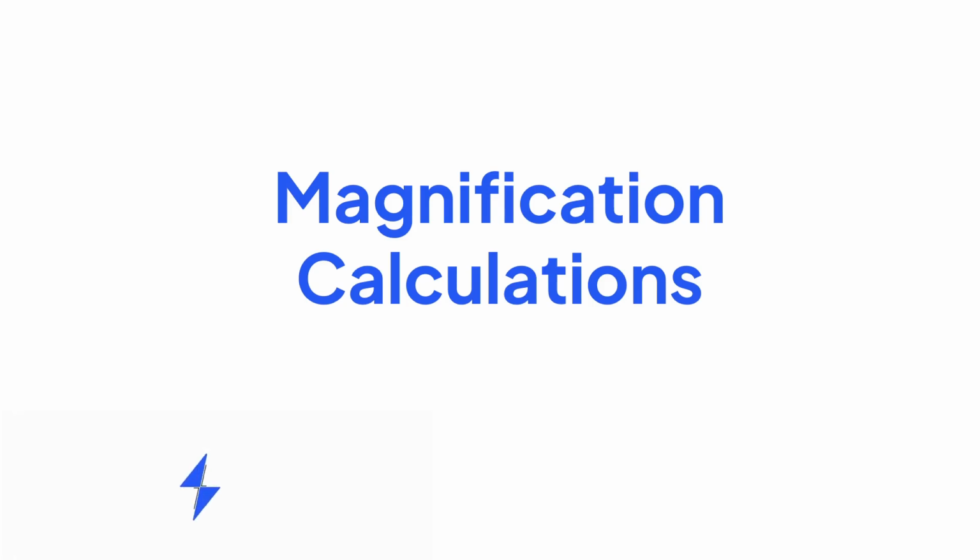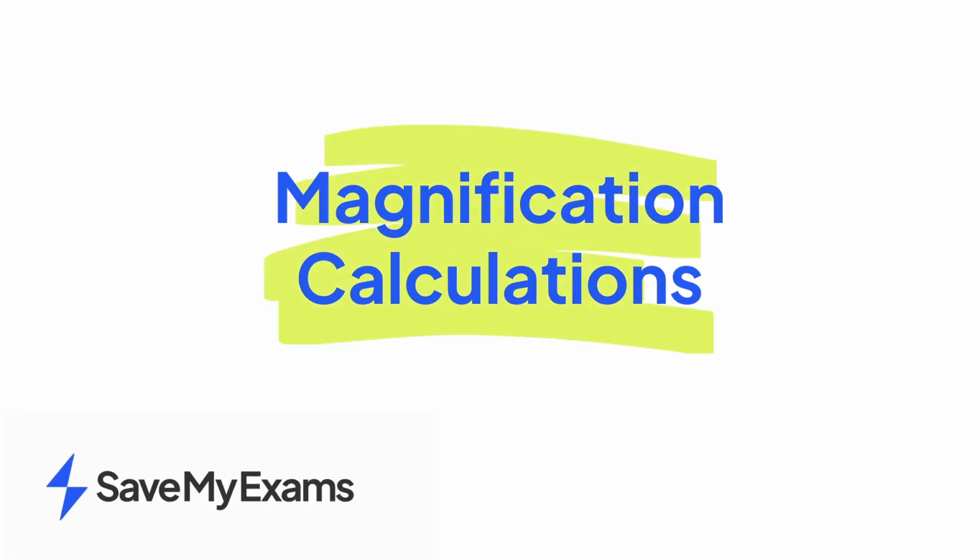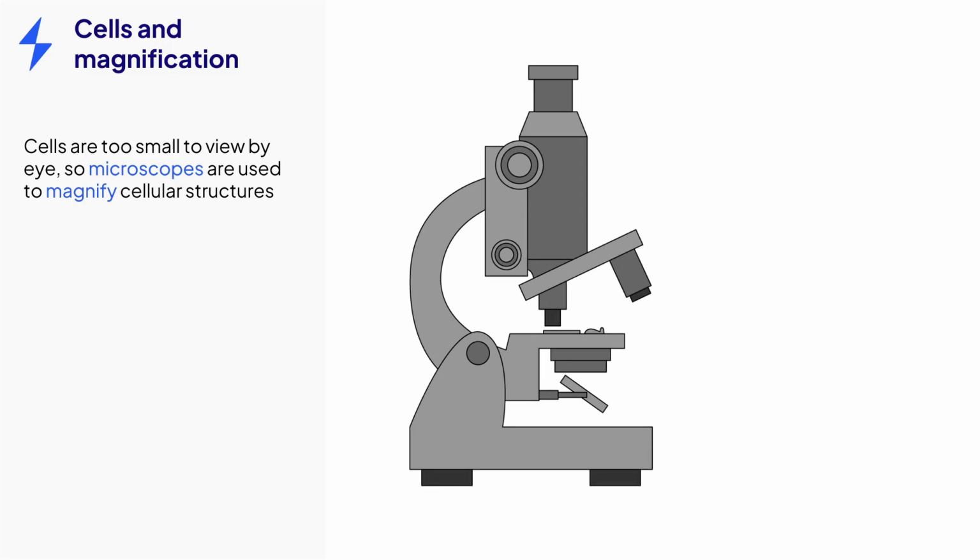This video is on magnification calculations. Most cells are too small to view with the naked eye, so microscopes, such as light microscopes, are used to magnify cells and their internal structures.